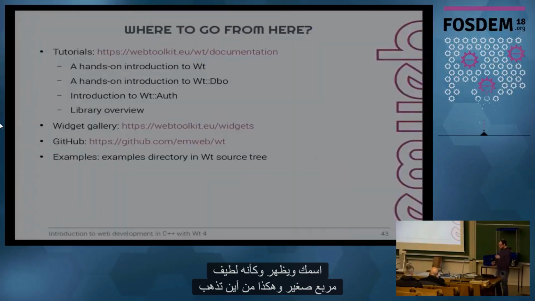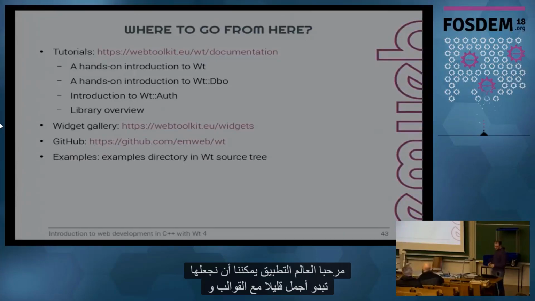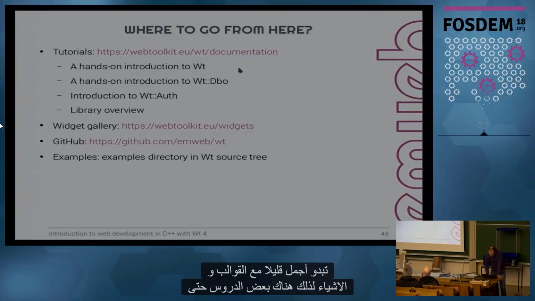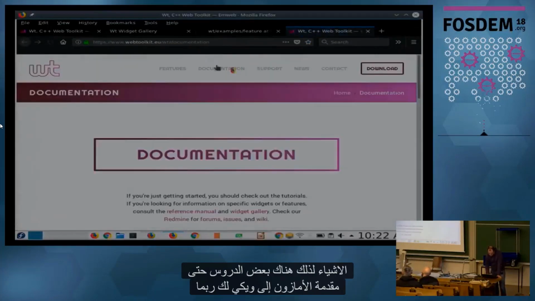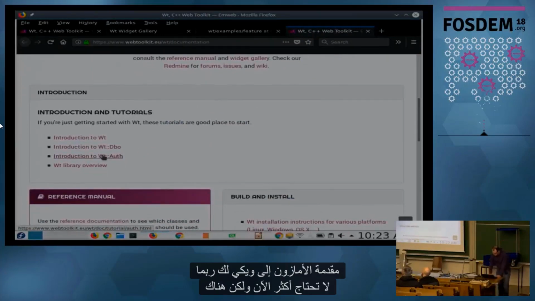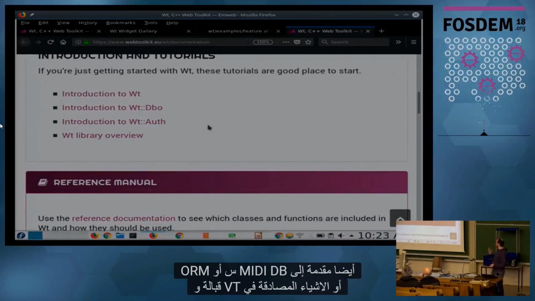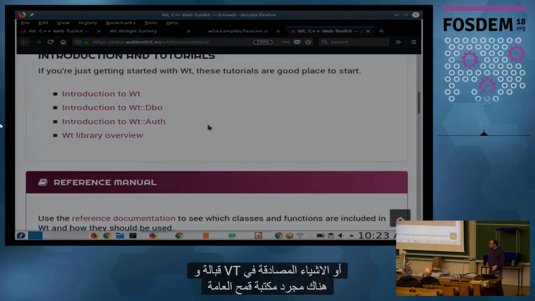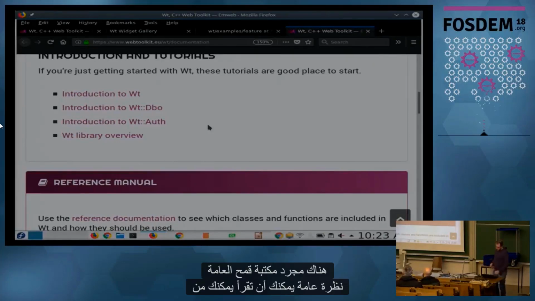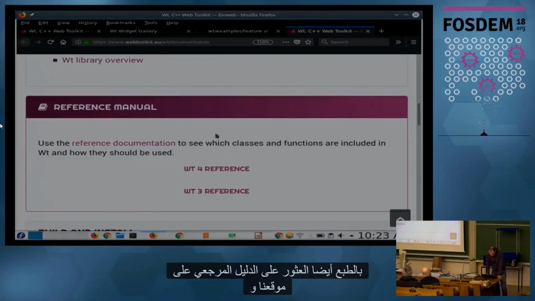And so where do you go from here? So we know how to make a simple Hello World application. We can make it look a bit nicer with templates and stuff. So there are some tutorials. So the introduction to Witty, you probably don't need anymore now, but there's also an introduction to Wt::Dbo or ORM or authentication stuff in Wt::Auth. And there's just a general Witty library overview that you can read. You can, of course, also find the reference manual on our website.